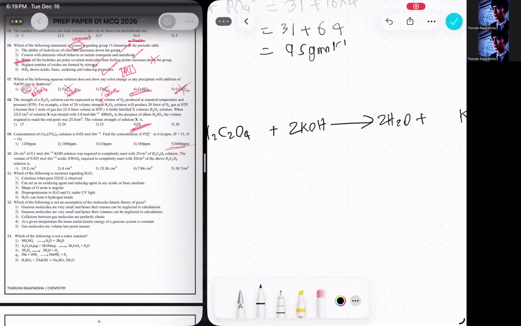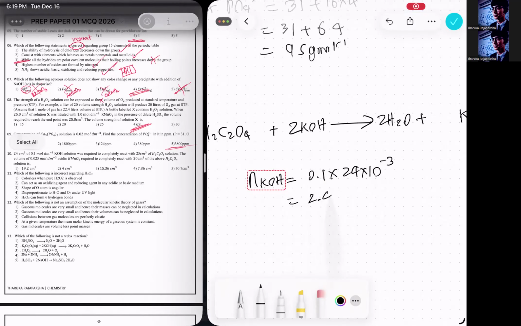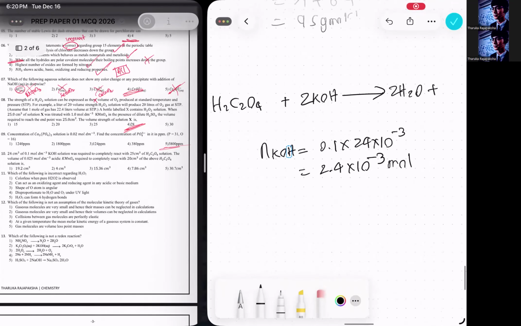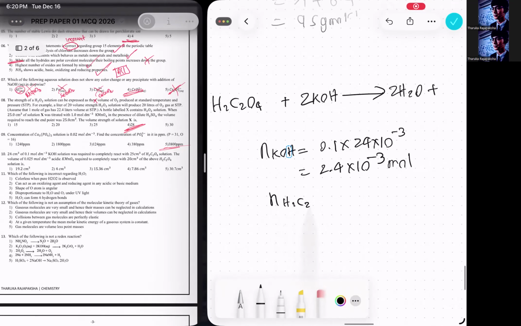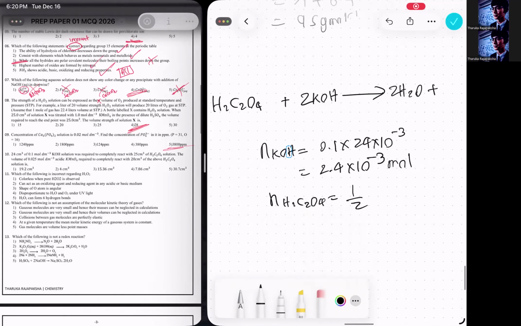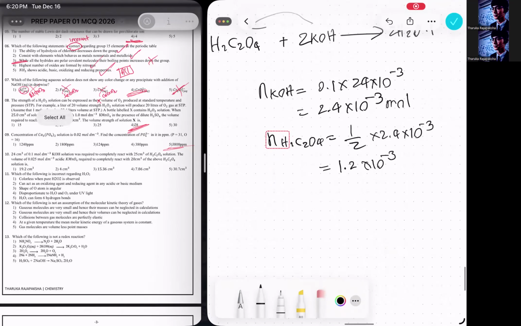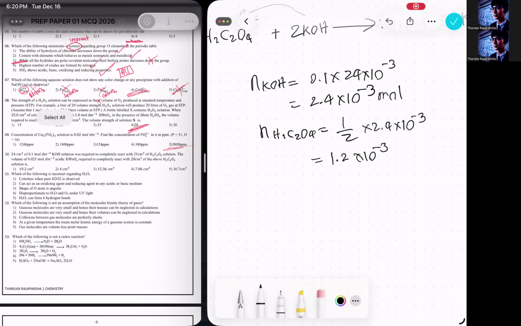Concentration and volume of KOH are given, so we can calculate the number of moles of KOH. Number of moles of KOH is 0.1 multiplied by 24 × 10^-3. That's going to be 2.4 × 10^-3 moles. The number of moles of H2C2O4 will be half of that, in stoichiometric ratio 2:1. Half into 2.4 × 10^-3. That's going to be 1.2 × 10^-3.